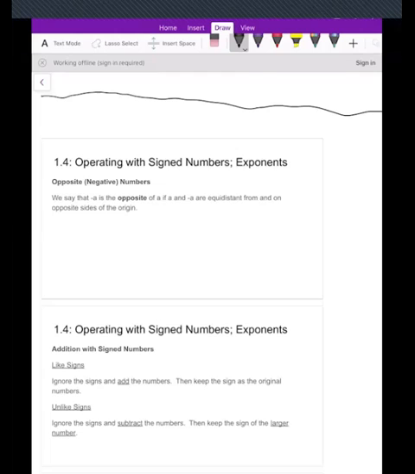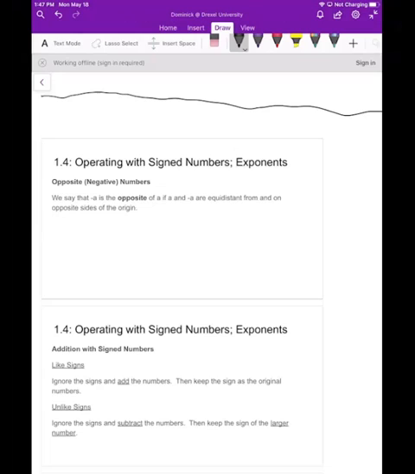Okay, guys, welcome. Today we're going to talk about operating with signed numbers, and we'll also touch a little bit on exponents as well. What I mean by operating with signed numbers is how to add and subtract, multiply and divide, potentially if you have negative numbers involved. This is something that we'll need going forward, so it's important that we touch on it now.